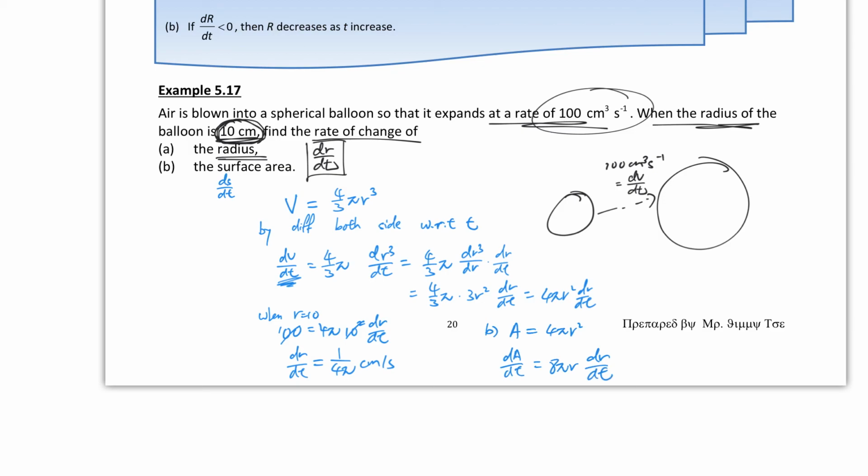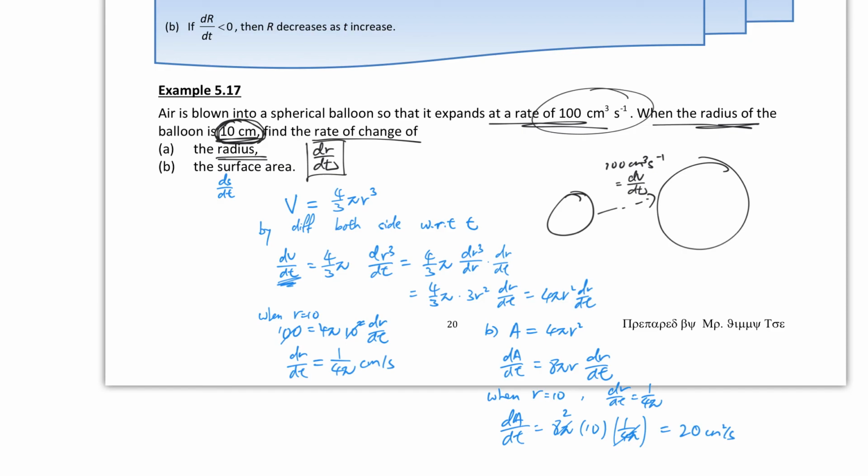Okay, I jumped one step. I want to find dA over dt when r is equal to 10. I have dr over dt at r equal to 10. So when r is equal to 10, I know dr over dt is equal to 1 over 4 pi. So dA over dt is equal to 8 times pi times 10 times 1 over 4 pi. And then simplify it. This is 2, which is equal to 20 cm square per second.